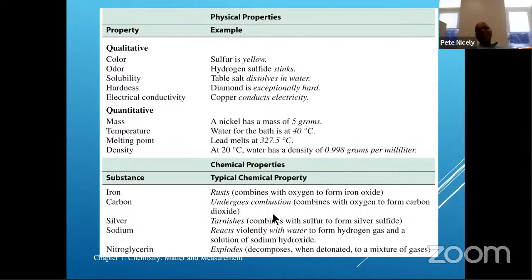And then the bottom part of this table deals with chemical properties, which, as we said before, are those properties that can be observed. But when they're observed, the substance is undergoing some change. I mentioned the rusting example already. Other examples include sodium reacting violently with water to form hydrogen gas and sodium hydroxide, and nitroglycerin explodes when detonated to give a mixture of gases, all right? So that's basically showing you the different types of properties and some examples.